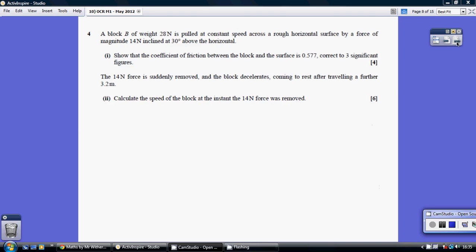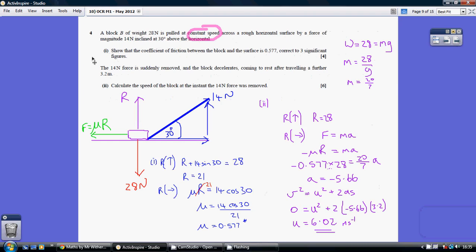Question 4. Make sure you can create this diagram to represent all the forces. We've got the normal reaction perpendicular to the plane. We're breaking down the 14 newtons into its two components. We've got the weight being 28 newtons, and we've got the friction in the opposite direction to the movement, friction being mu times R. This R and this R are the same R.